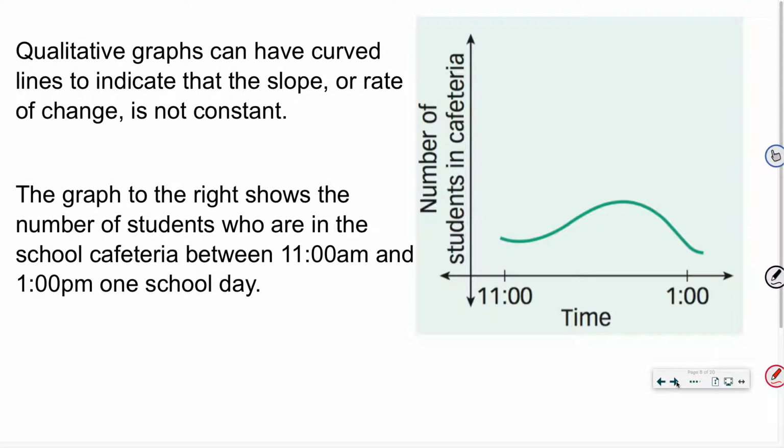Qualitative graphs can have curved lines. That curved line indicates that the slope is not constant. It is changing, but it's not constant. So take a look here. This graph represents the number of students who are in the school cafeteria between 11 and 1.